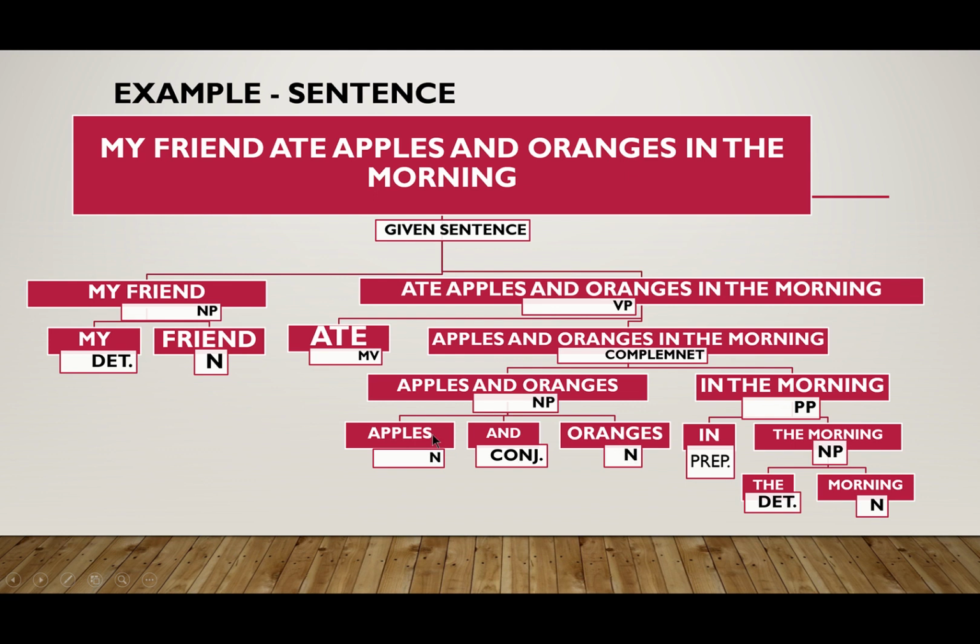Oranges will be a noun. Now this apples can be further divided, for want of space I'm just leaving it here. Can be further divided into apple and s. Apple is a noun, s is a suffix or plural marker. Oranges similarly, orange and s. Orange becomes the noun and s the plural marker.